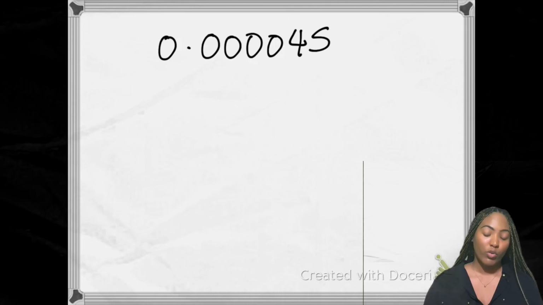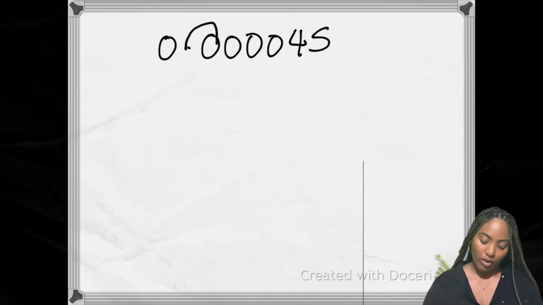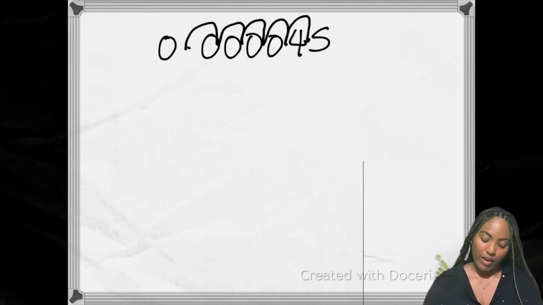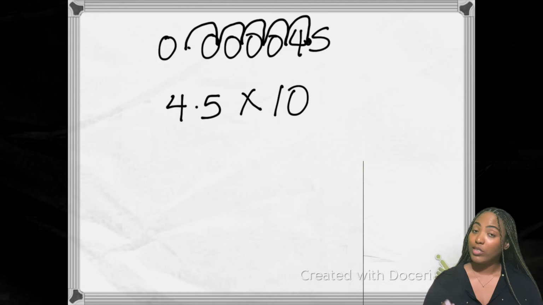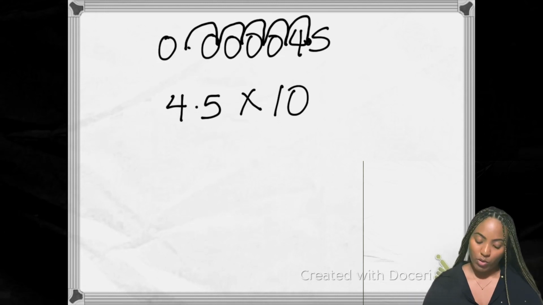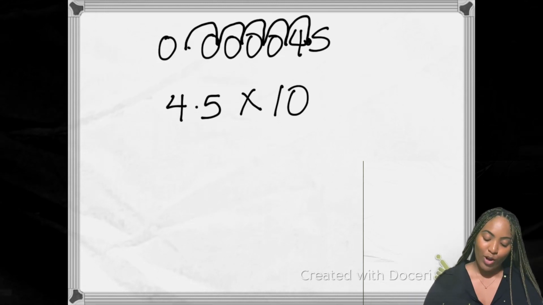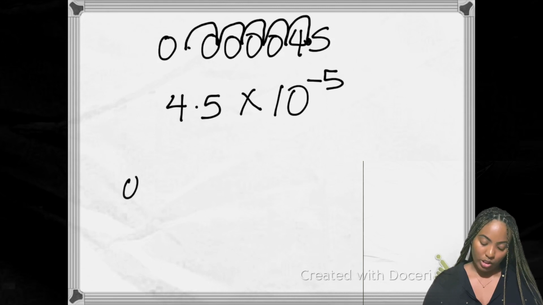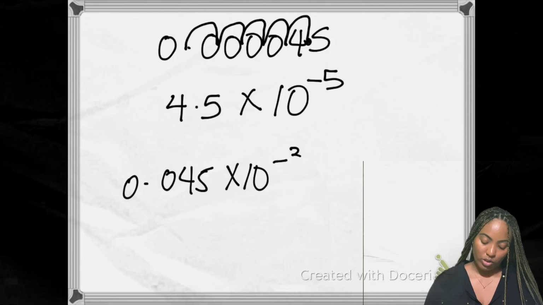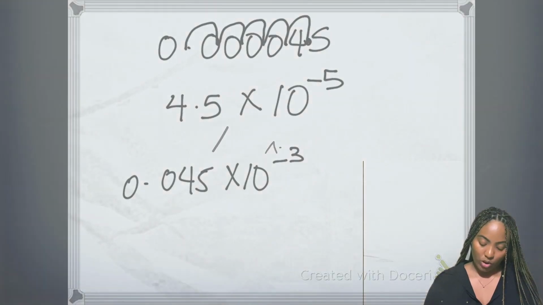So going back to the original rules, we will move 1, 2, 3, 4, 5 places. So we have 4.5 multiplied by 10, and again, because this is considered a small number or a decimal kind of number, we will put this to the negative. So it will be to the -5. And that is how we would place 0.045 multiplied by 10 to the -3 in scientific notation.